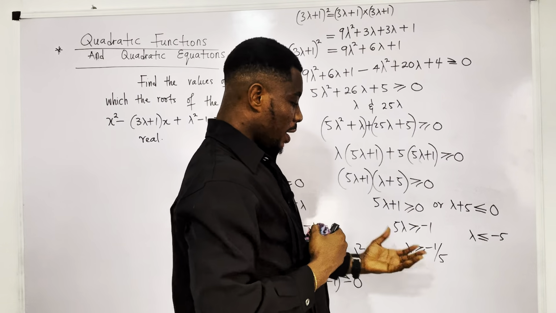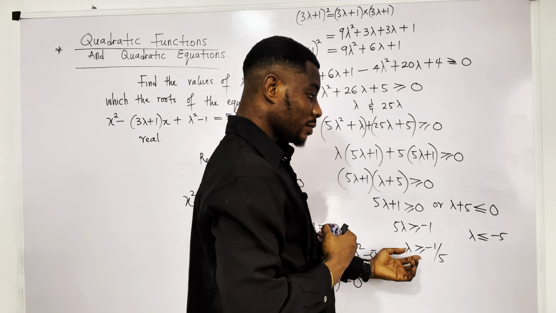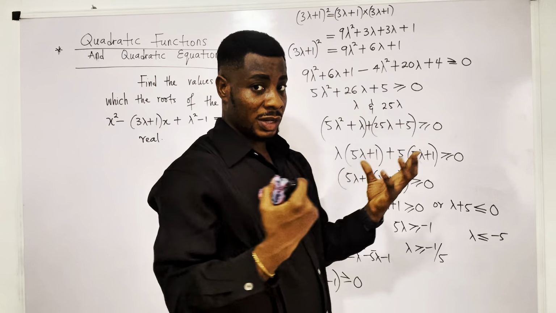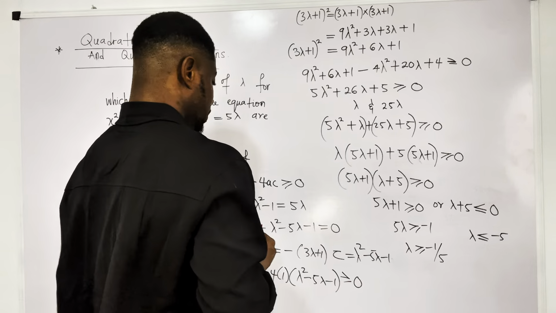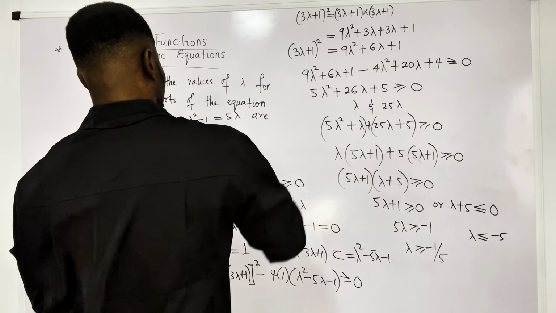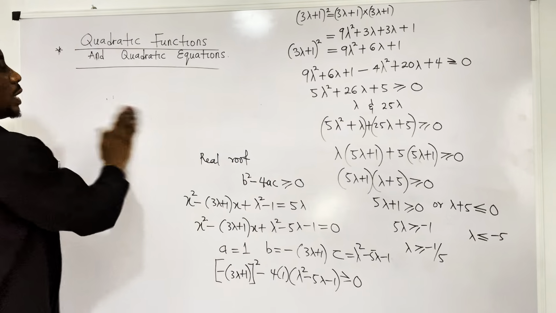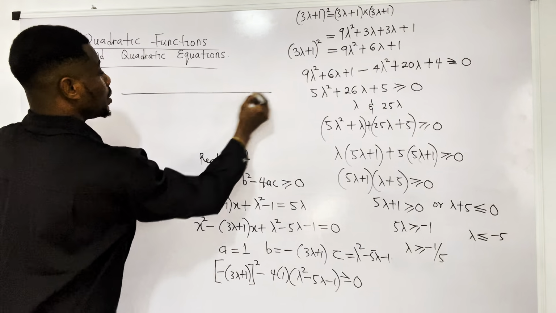Is it possible for a number to be greater than minus 1 over 5 and less than minus 5? It is not possible. Let me show it to you. Let's say we have a number line, like this.